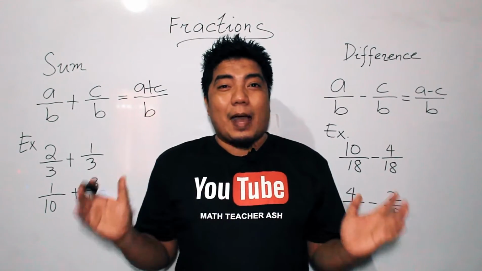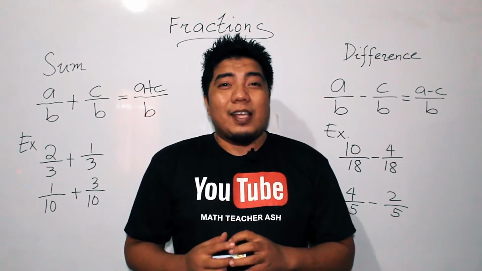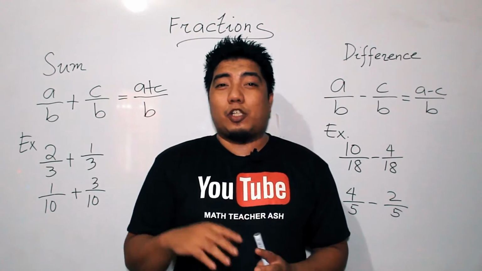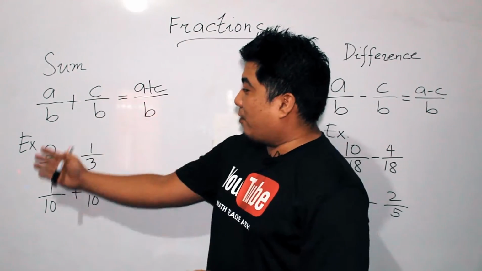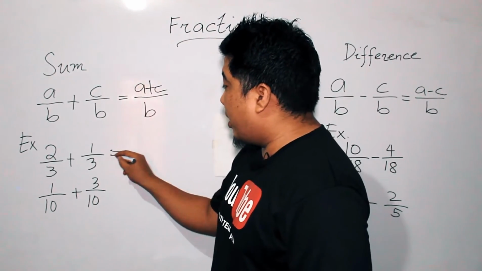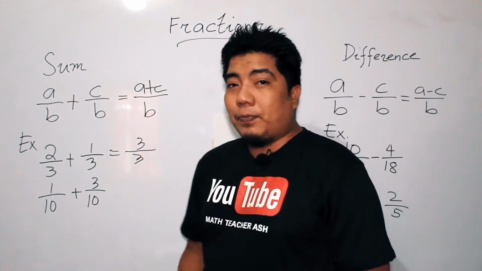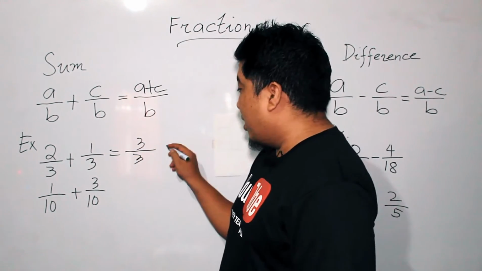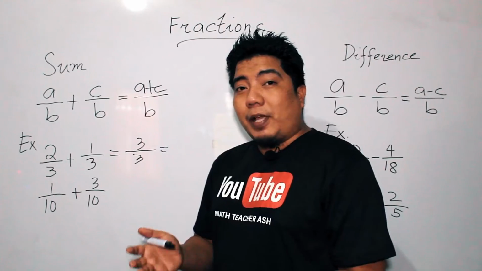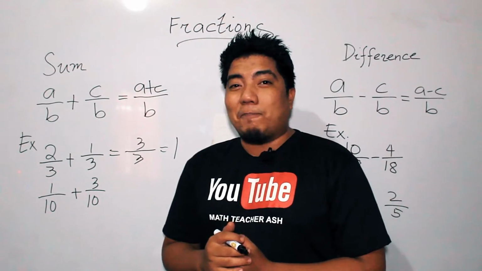Okay, math learners, we have here examples for addition of fractions and subtraction of fractions if you have similar fractions. Now, remember again that similar fractions are those fractions with the same denominators. So, we have here 2/3 plus 1/3. What you will do here is you just copy the denominator and then you add 2 plus 1, that is 3. Again, if you have a final answer, always express your answer in its lowest term. Now, 3 over 3 can be expressed in a simpler term, and that is 1 because 3 divided by 3 is equal to 1. Easy, right?